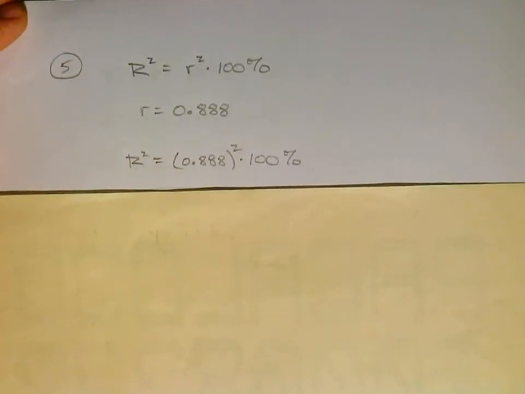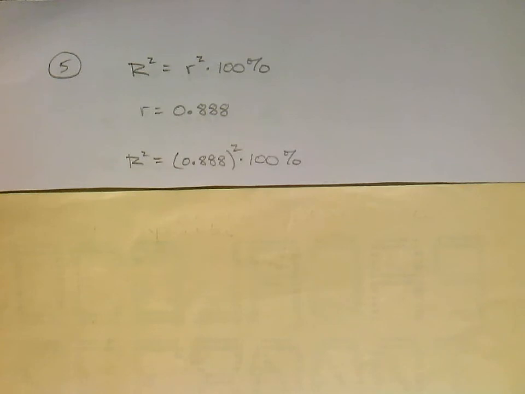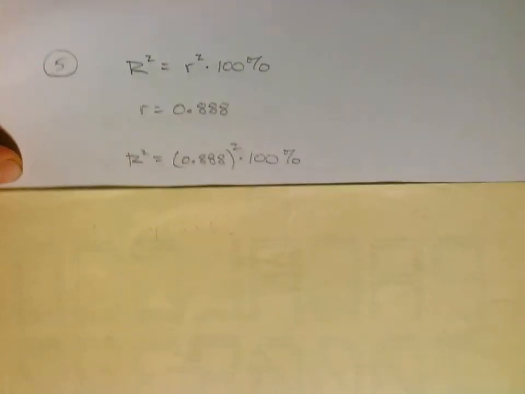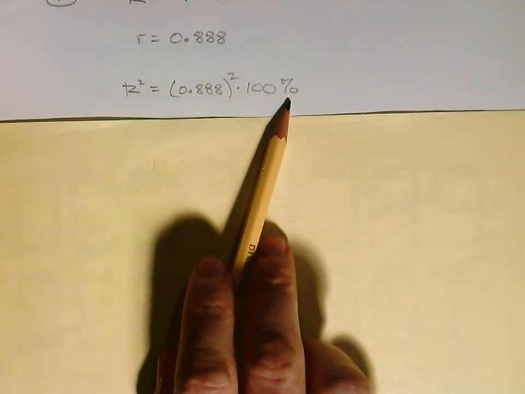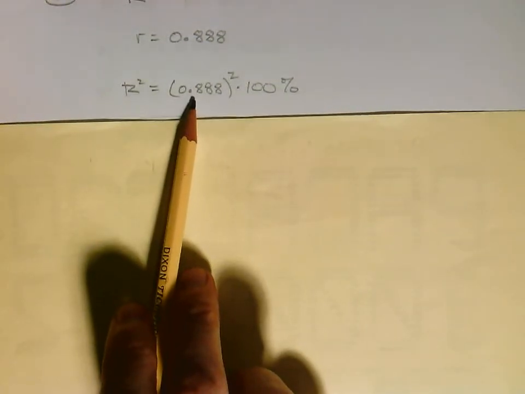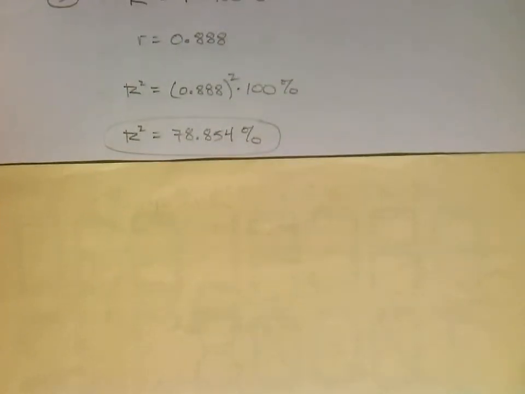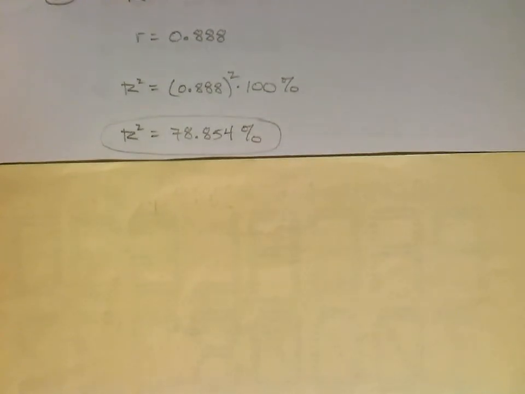Capital R squared equals 0.888 squared times 100%. Okay, one thing I need to mention, the percent is just like a unit that's going to carry into the answer. So just take 0.888 squared in your calculator and multiply it by 100, and then that percent sign's just going to carry along. Okay, so in this case, hopefully you got the same thing that I did. Capital R squared equals 78.854% when we round that to 3 decimal places.